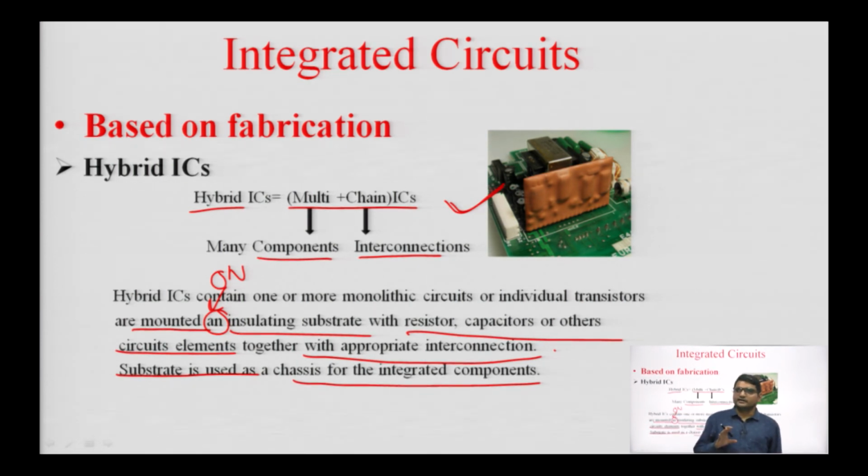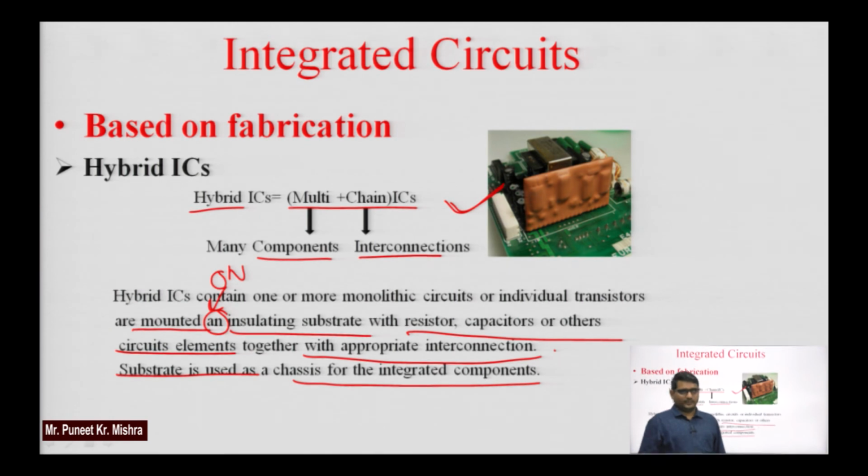IC has basically three subcategories. One is based on application: analog IC, digital IC, mixed mode IC. Based on number of gates per chip or number of transistors per chip: SSI, MSI, LSI and VLSI. And based on the fabrication: monolithic IC and hybrid IC. An example of a monolithic IC is IC 741, popular as the operational amplifier.